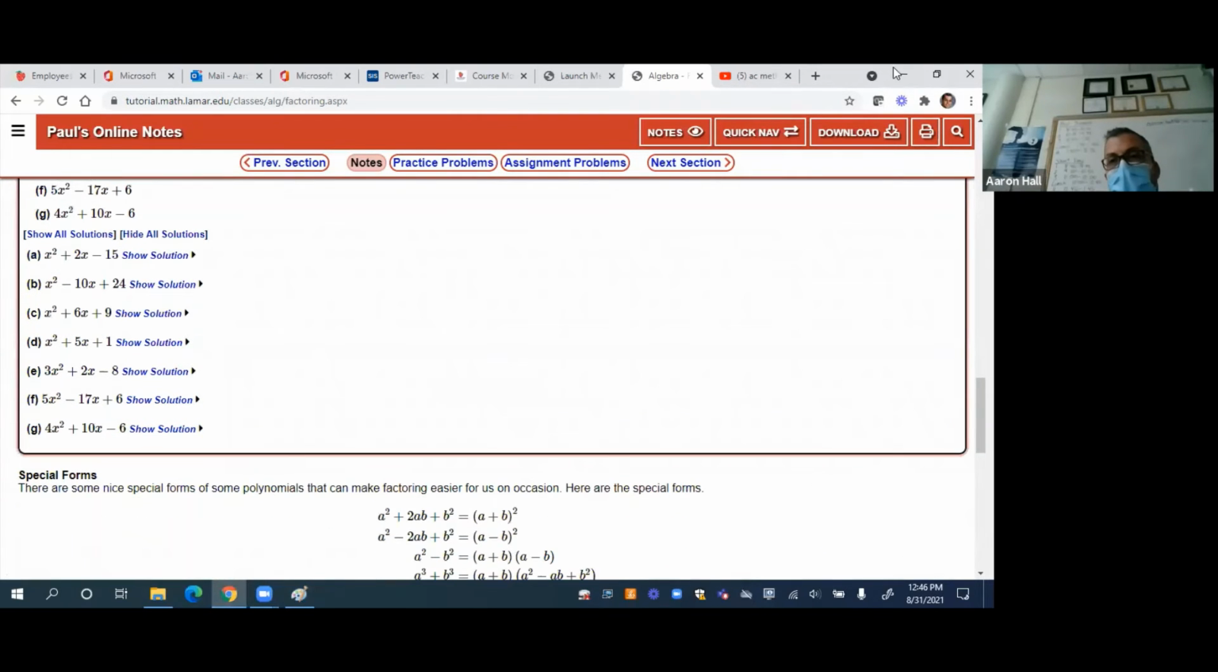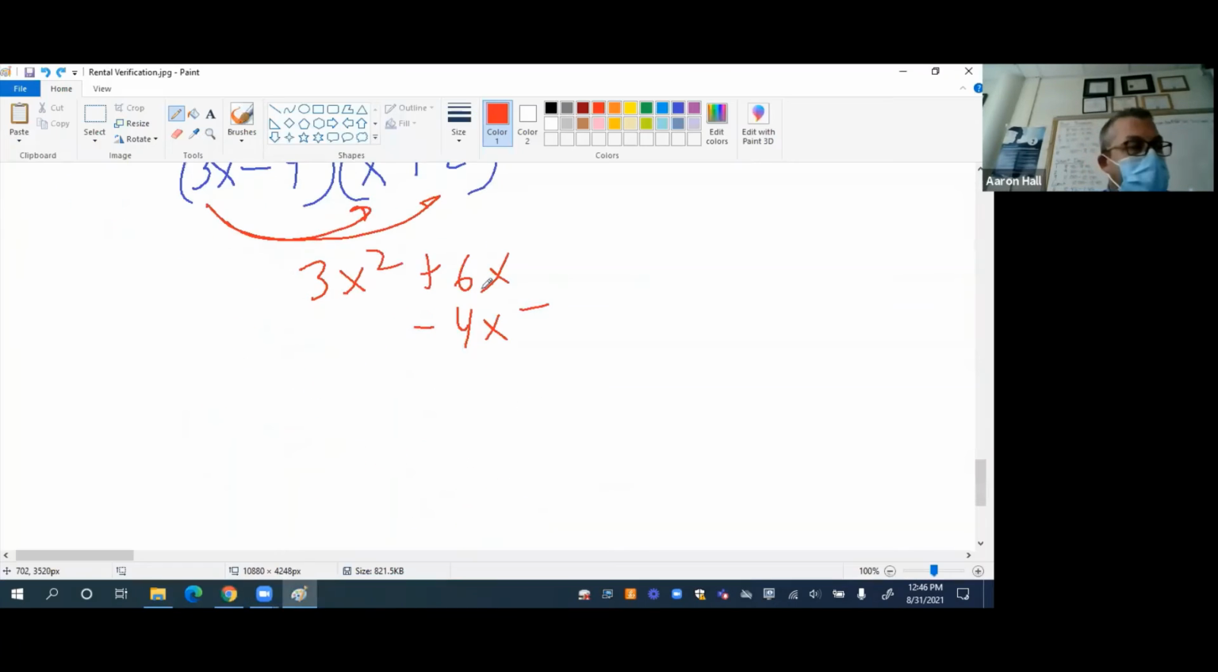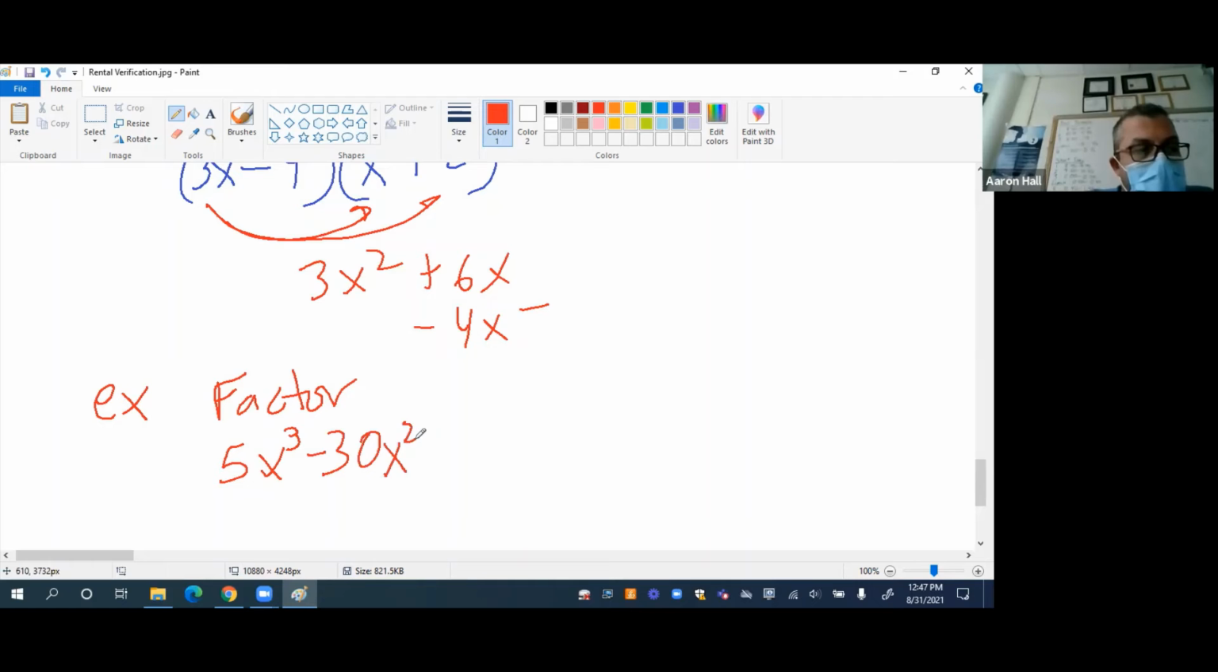Okay, let's move on. So let's look at another way of factoring. What if I have something like this? So again, we're going to factor. And I have 5x cubed minus 30x squared plus 2x minus 12.